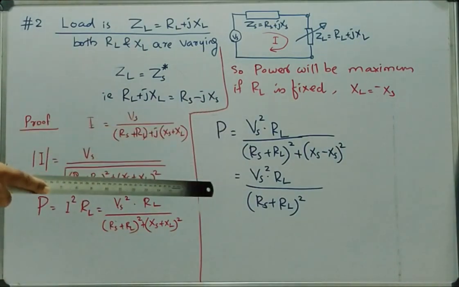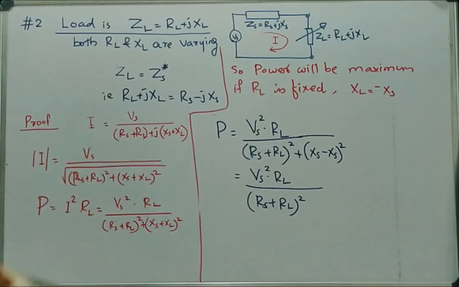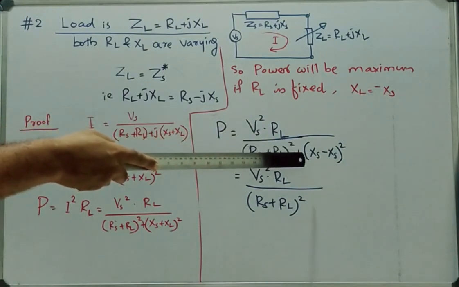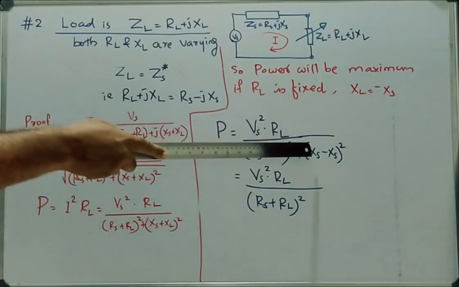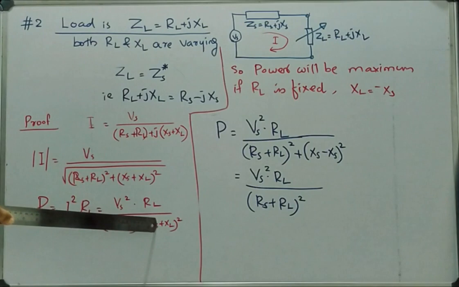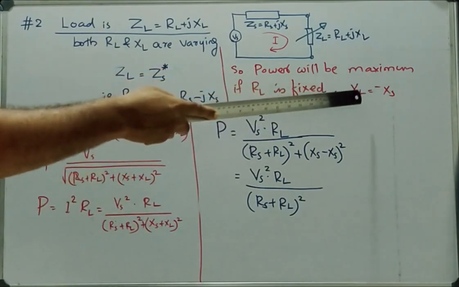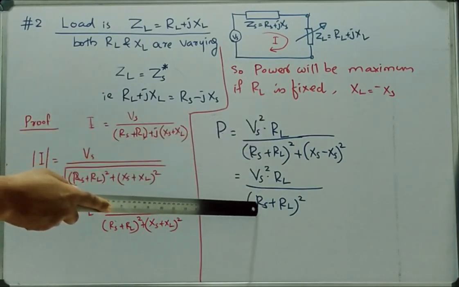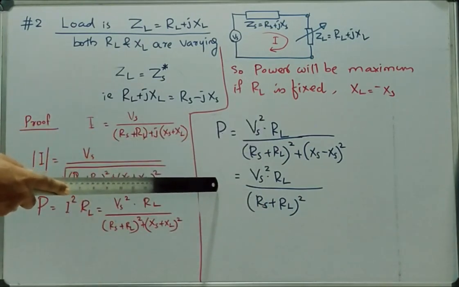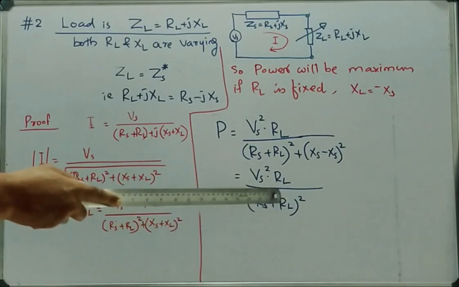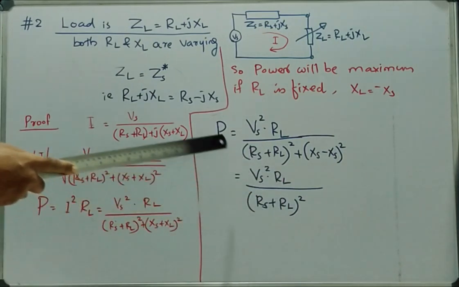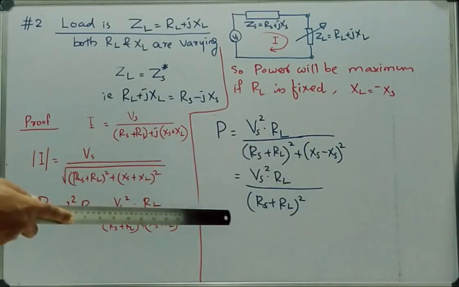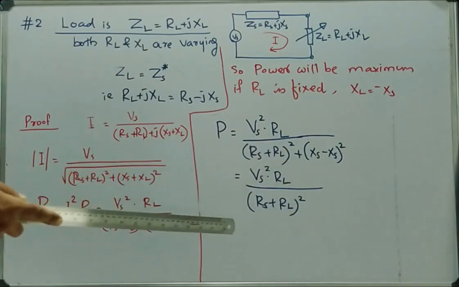Now we need to consider the variable RL. So in order to transfer maximum power, the denominator should be minimum. In order to make the denominator minimum, we can consider this condition XL is equal to minus XS, so that the denominator will simplify to this form. That is, power equation will simplify to this form. So into this equation we can find the derivative of power with respect to RL and equal to 0 in order to obtain the condition for maximum power.